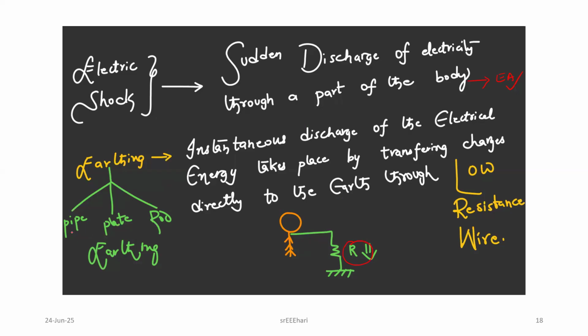We have different types of earthing: pipe earthing, plate earthing, rod earthing. Around the earthing parts, we can fill in some sand, some rock material, some salt. Yes, sand, rock, everything we can pour in there, and water also.